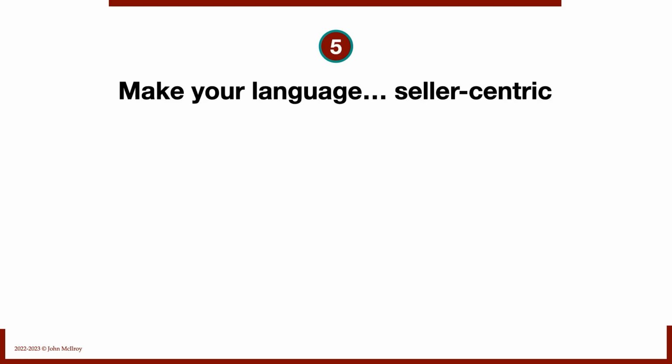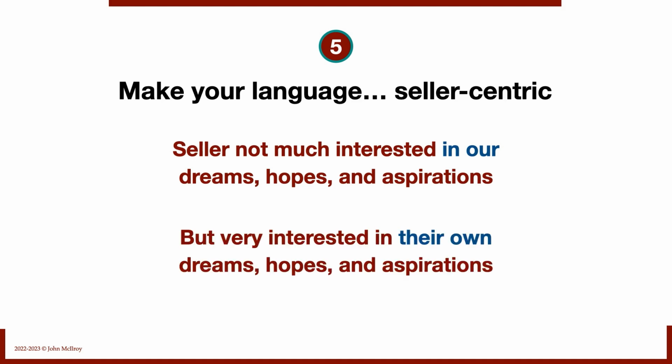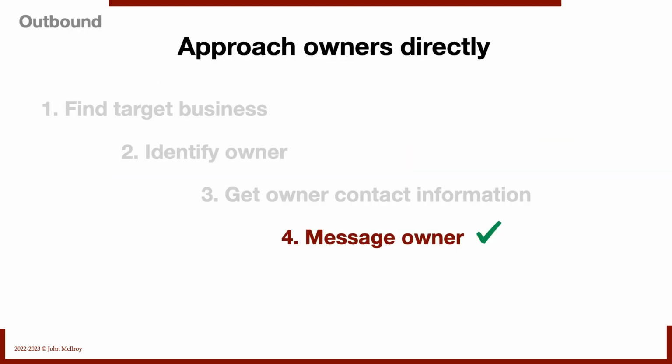Finally, make your language seller-centric. The seller is just not much interested in our dreams, hopes, and aspirations, so let's save them. Let's not go into all the reasons why we want to buy the company and what we hope to do and how it's going to realize our dreams. I sometimes see letters like that. They're very interested in their own dreams, hopes, and aspirations. So make your messaging about the seller. That's number 4, messaging the owner.